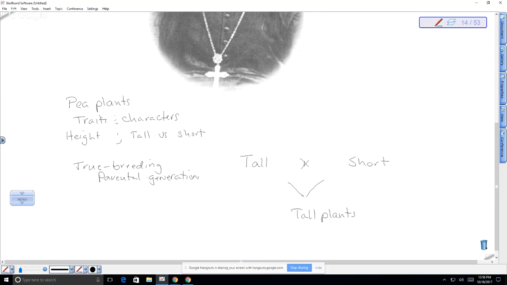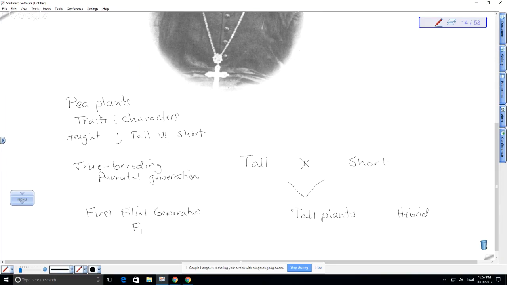So this is what is called the first generation, the first filial generation. And it has F1, right? And this is a hybrid, because it was produced from two true breeding parents, but it's a hybrid, right?